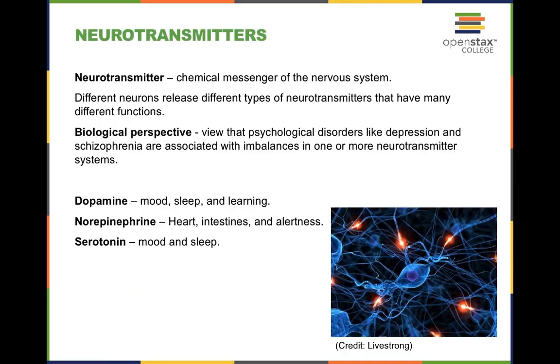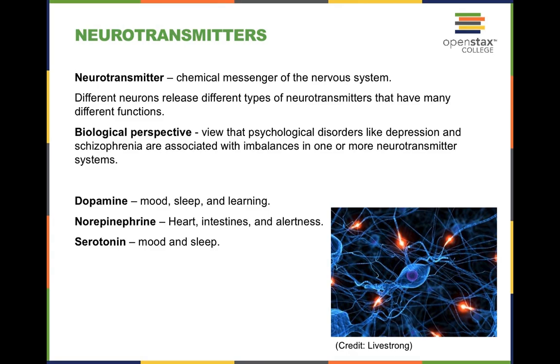Now, I've said the word neurotransmitter a lot, but to give a definition to it, these are the chemical messengers of the nervous system. And there's a biological perspective when it comes to these neurotransmitters. If there's a sort of imbalance with them, then that can cause certain mental difficulties. For example, schizophrenia, there's a hypothesis that if there's too little or too much dopamine, then that can cause the positive or negative symptoms of schizophrenia.